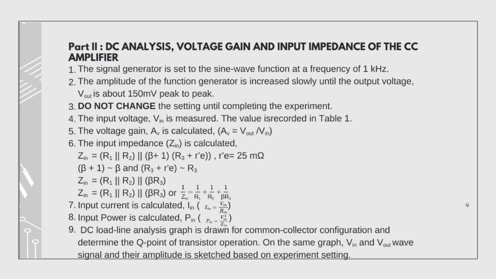The voltage gain, AV, is calculated by dividing Vout over Vin. The input impedance, which is Zin, was calculated. Input current is calculated by dividing the Vin over Rin. Input power is calculated by dividing the Vin squared over Zin. A DC load line analysis graph is drawn for a common collector configuration to determine the Q point of transistor operation. On the same graph, Vin and Vout wave signals and their amplitudes are sketched based on the experiment setting.